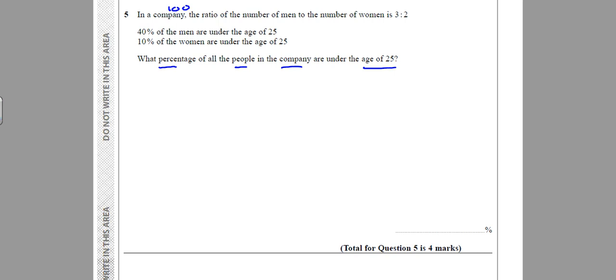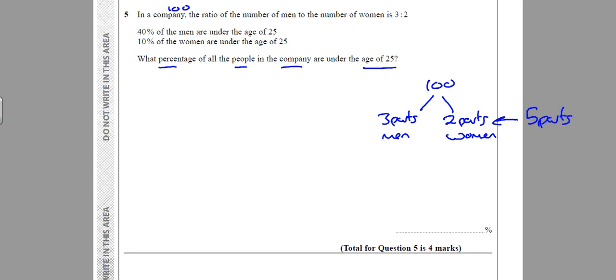So if there's 100 people and the number of men to women is 3 to 2, then I've got to share 100 in the ratio 3 parts, which is men, and 2 parts, which is women. So in total, there are 5 parts of this company. Now 5 parts equals 100 people. Then 1 part, if I divide that by 5, is 20 people. So therefore, if we've got 3 parts of men, that's going to be 60 men and 40 women.